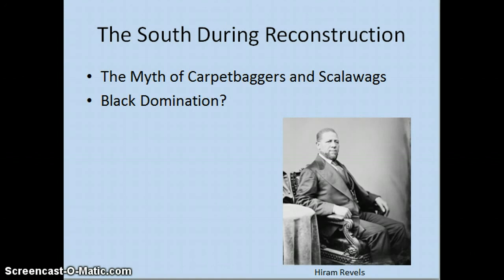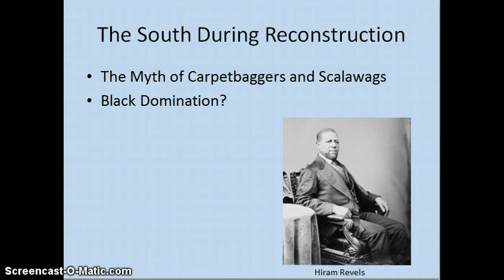In this Reconstruction South, we will see this new political order that indeed is made up of white Republicans and African Americans in large part, but maybe doesn't fit with the kind of negative stereotypes that would develop over the years and would be very important in the early histories of the period.